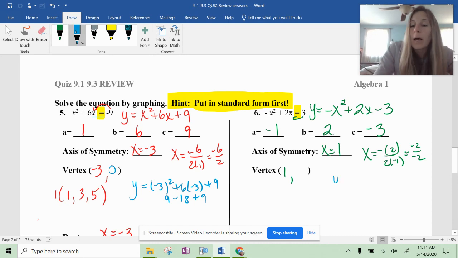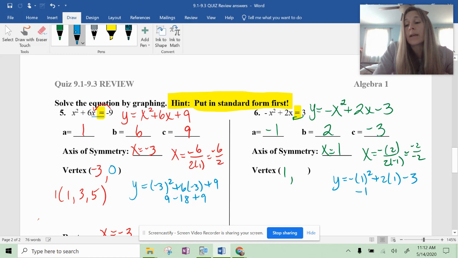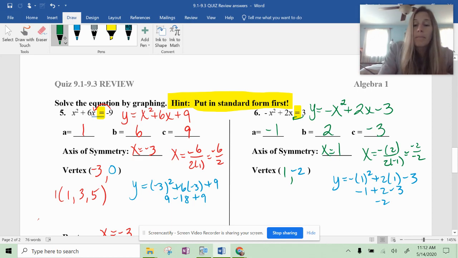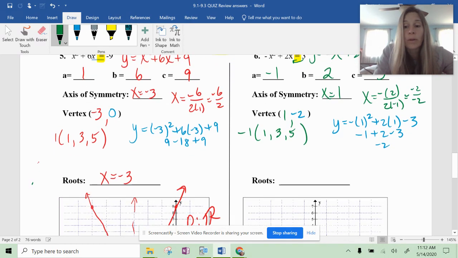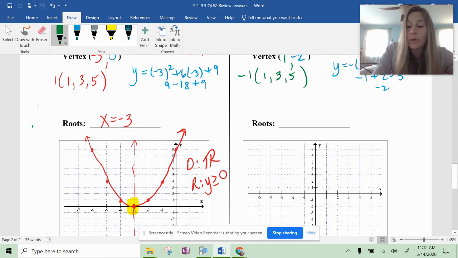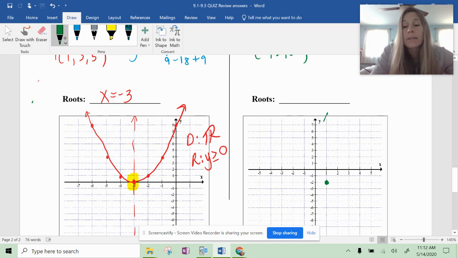And then I'm going to plug that +1 into my original equation for x in both spots. Make sure you use parentheses. And I'm going to have -1 plus 2 minus 3, which is going to give me -2 for my y. So now my vertex is 1, -2. My graphing pattern is -1 times 1, 3, 5. So I'm going to be going down when I graph. So 1, -2 is my vertex. My axis of symmetry is the vertical line, x equals 1.